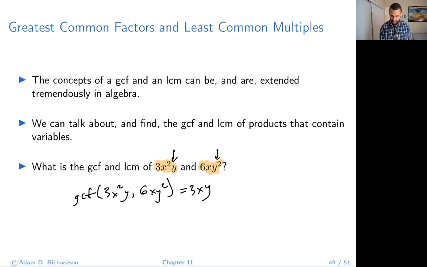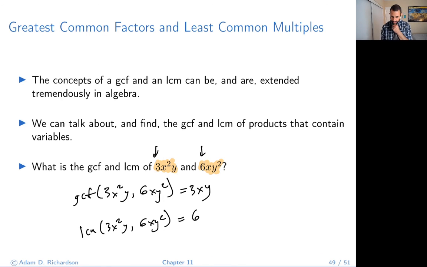Okay, now let's do the other thing. Let's compare, and let's do the least common multiple. Least common multiple, LCM of 3x squared y and 6xy squared. So I'm going to walk through again, and I need to pick out the biggest multiple. So we'll do the numbers first. I'm going to have to include a 6. I need a 6 in there because if I don't include the 6, then I'm not going to have this number, and it's going to be a problem.